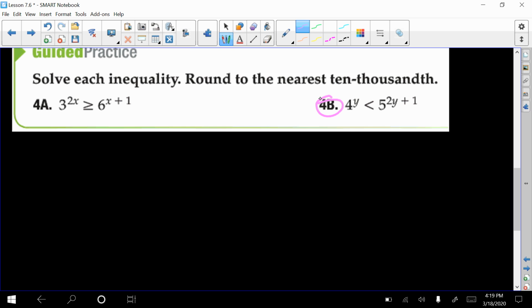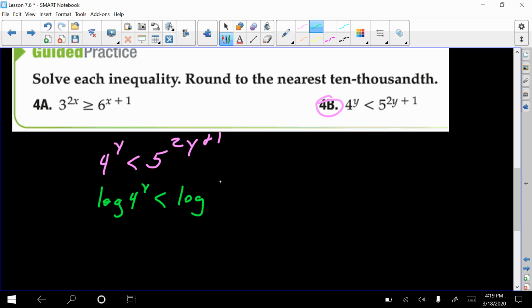Okay, so when I look at 4b, I've got 4 to the y is less than 5 to the 2y plus 1. So I'm going to rewrite that. 4 to the y is less than 5 to the 2y plus 1. We know that logarithms help us solve for exponents. So we're going to take a log base 10 on both sides. Whatever I do to one side, I've got to do to the other side.